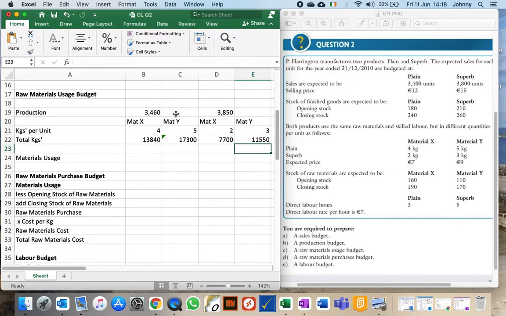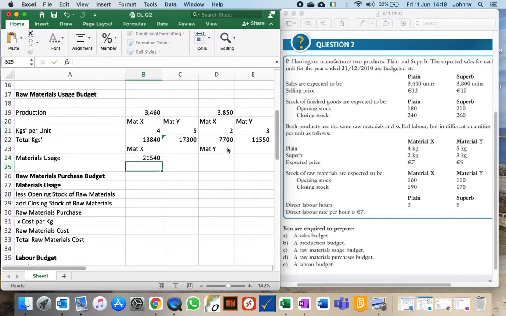So now what I need to do is combine the material X and material Y together and just end up with only material X and material Y totals. Okay, so I'm going to try and get a total here. For the total for material X, I'm going to need 13,840 to produce my first product and 7,700 to produce the second one. So I'll add those two totals together.